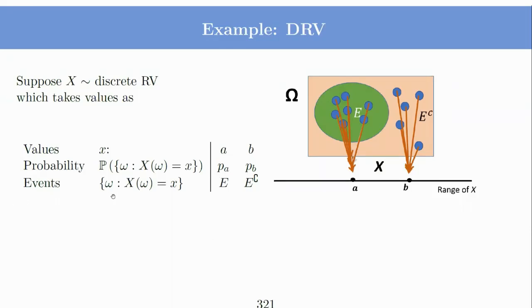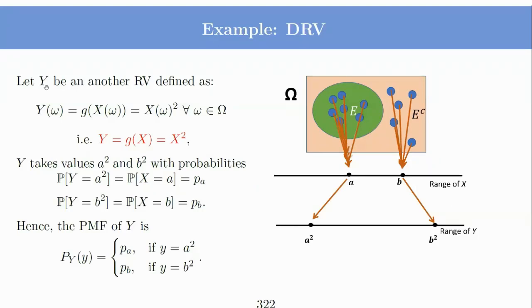The event of all omega such that X(omega) is A is denoted by E, and the event of all omega such that X(omega) is B is denoted by E complement. So these all map to A and B, and this A and B together make the range of X. And the probability that X takes value A is PA and the probability that X takes value B is PB.